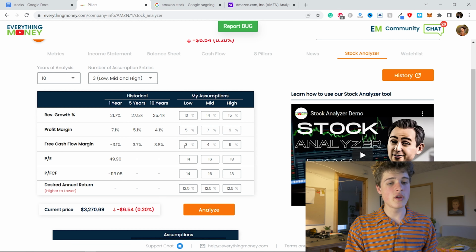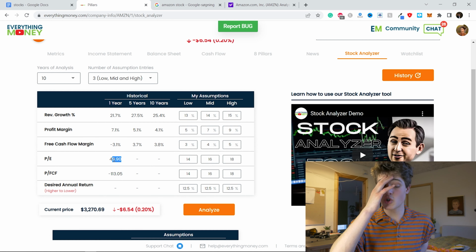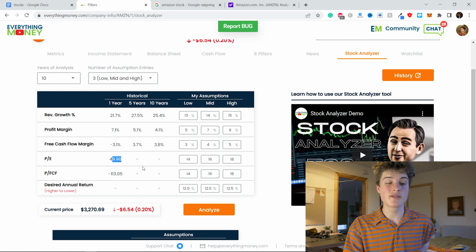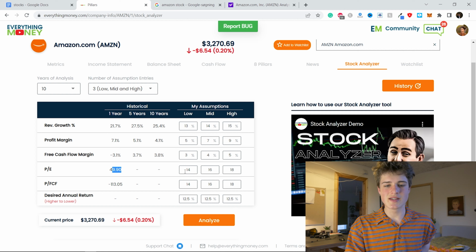Here for the free cash flow margin, I also went bullish, and for the price to earnings, I wouldn't go more than this. This is just crazy. I've never seen a company this big trade at a 50 price to earnings. So that is absolutely insane. These are reasonable price to earnings.